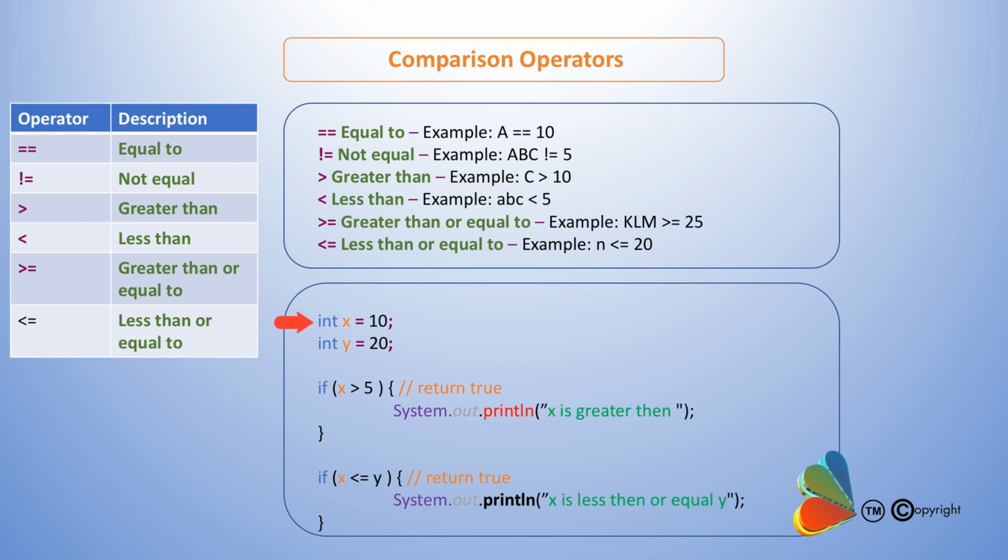X is integer and assigned value of 10. Y is integer and assigned value of 20. If value of x greater than 5, when is true, the following code will be executed. Print. If value of x less or equal than y, when is true, the following code will be executed. Print x is less than or equal y.